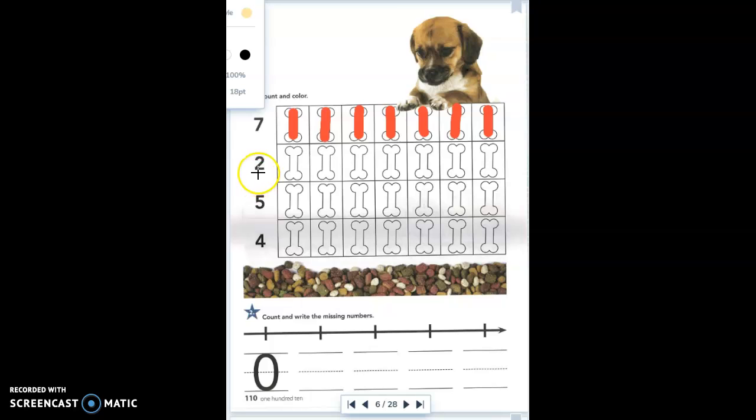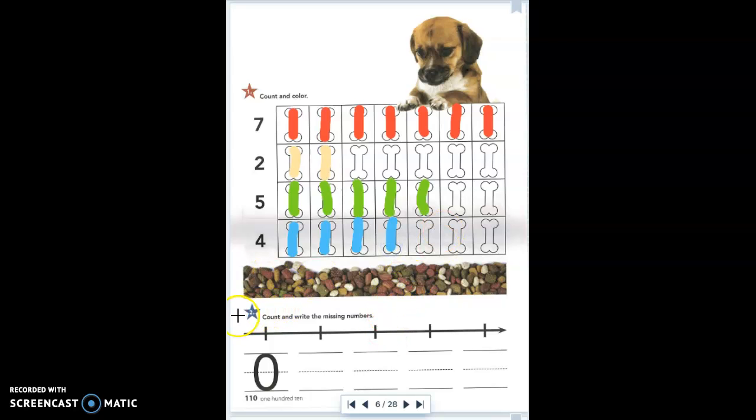So for the next row, I only need to color in 2 bones. So 1, 2. Now I need to color in 5 bones. 1, 2, 3, 4, 5. And for the bottom row, they would like me to color in 4. So 1, 2, 3, 4.